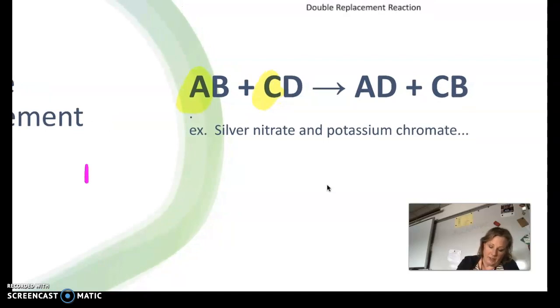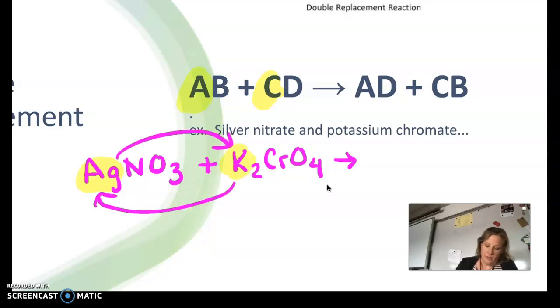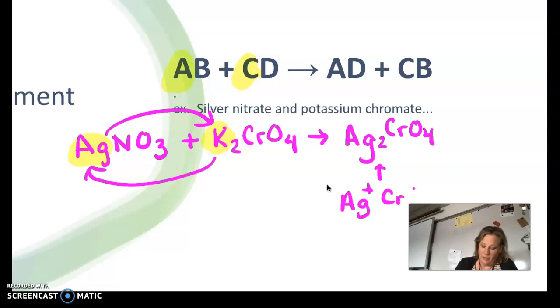So what we're going to do, we'll do this one example. Silver nitrate and potassium chromate. When I try to predict my products, I know the silver and the potassium are going to switch spots. So silver is going to go with the chromate. How do I know to write that formula? I know that silver is plus, chromate is minus 2.